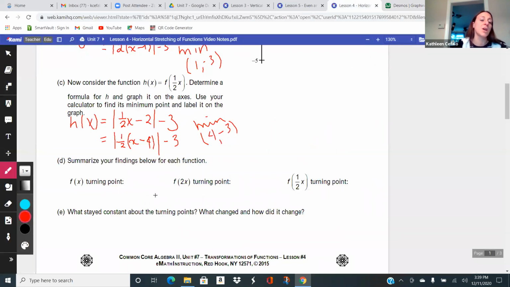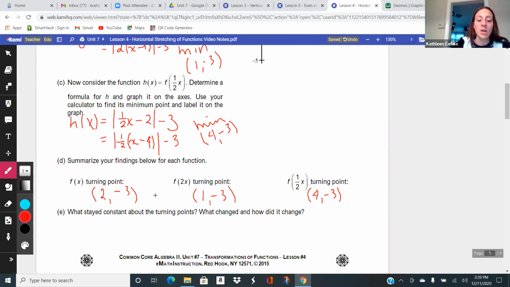Okay, so to summarize your findings below for each of the functions. We know the turning point for our original one, we said, was at the location 2, -3. And then the turning point for the second one we did was at the location 1, -3. And then the last one that we did was at the location 4, -3.